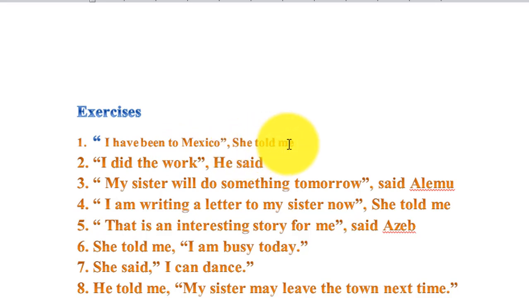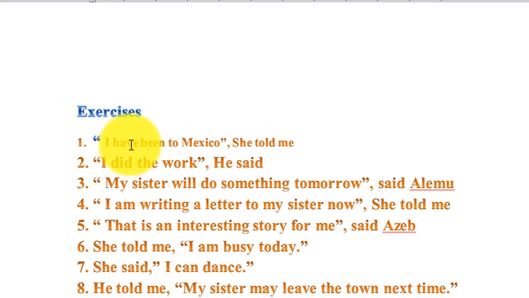So how do we report it? The tense here is present perfect, which changes to past perfect: had plus past participle. So have changes to had. She told me that she had been to Mexico. So the pronoun changed and the tense changed.